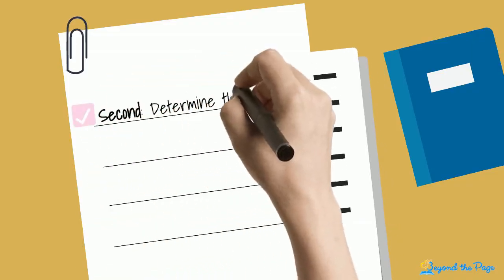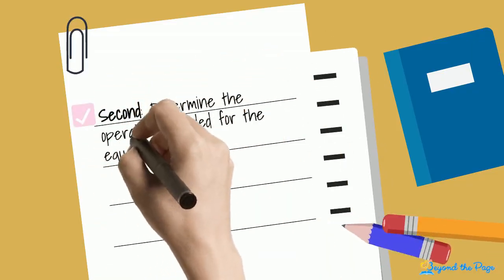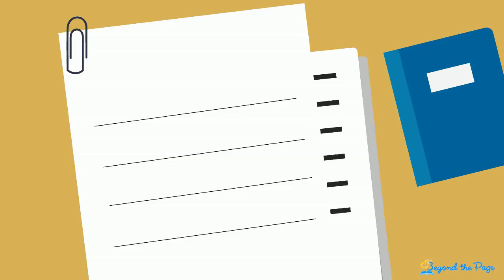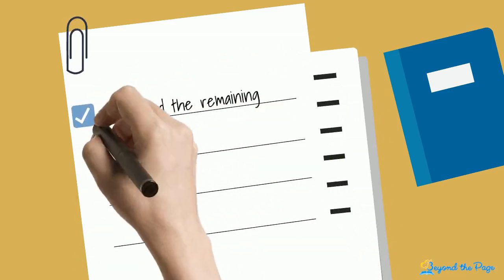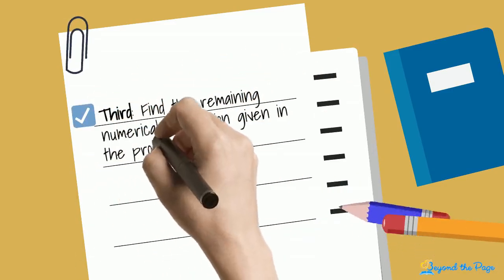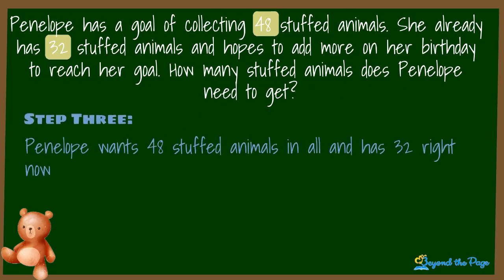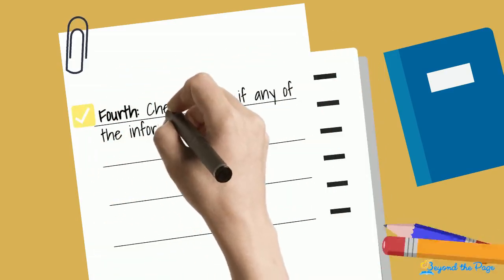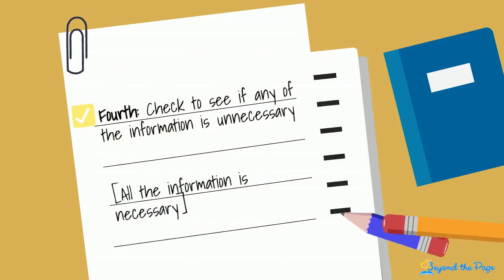Second, determine the operations needed for the equation. The words "to add" tell you to use addition. Third, find the remaining numerical information given in the problem. The problem tells you that Penelope wants 48 stuffed animals in all and has 32 right now. Fourth, check to see if any of the information is unnecessary. All the information is necessary.